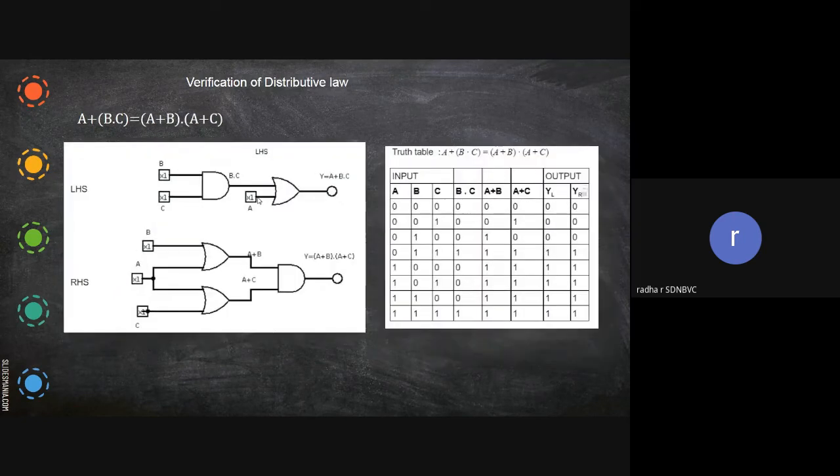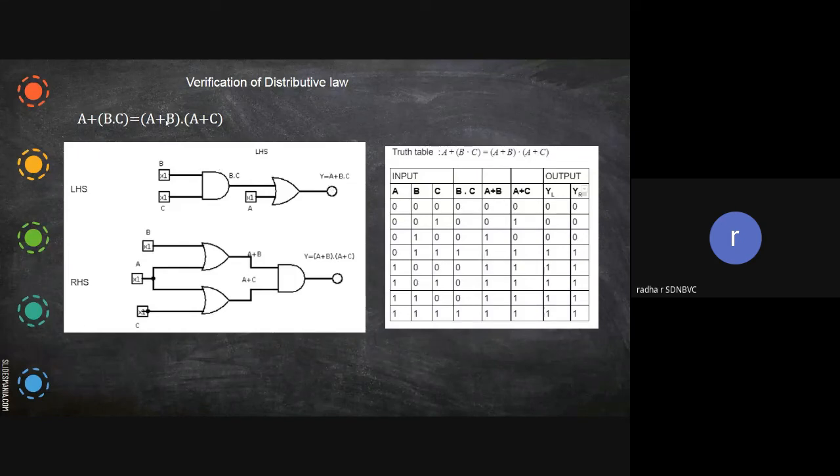We'll see the distributive law. Here A plus B into C equal to A plus B into A plus C. This is how you expand this equation, and we have to prove left hand side equal to right hand side. So first we'll see the logical diagram. We have to write B dot C, so B multiplied by C. For that we use an AND gate, and the output is given as an input for the OR gate. So this is A. Now you will be getting the output A plus B dot C. This is the equivalent of the equation, the output.